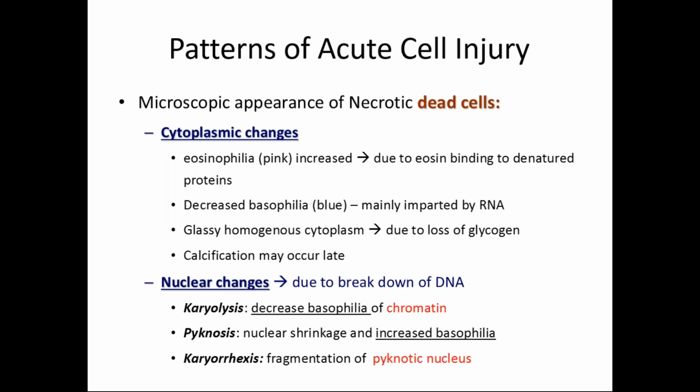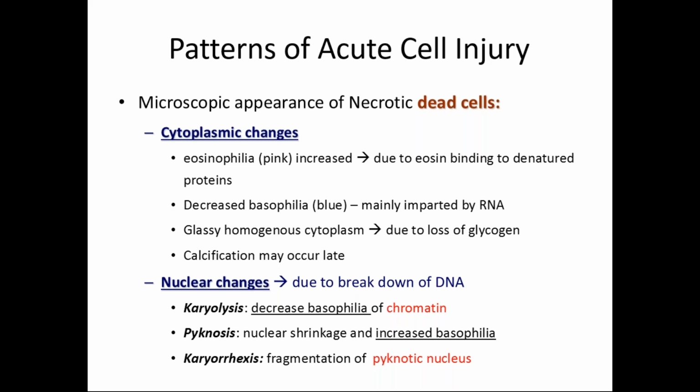Coming to the microscopic appearance of these necrotic dead cells, what we see under the microscope are cytoplasmic changes. The eosinophilia or pink is increased due to eosin binding to denatured proteins, and there is decreased basophilia or decreased bluing, mainly due to that imparted by RNA, and a glassy homogeneous cytoplasm is seen due to loss of glycogen, and calcification may occur in the late stages.